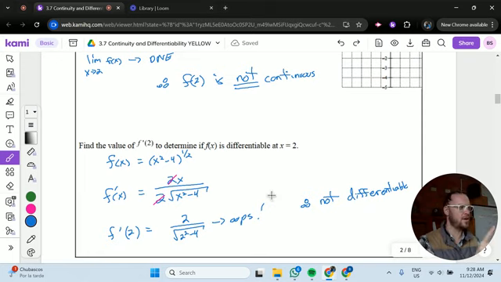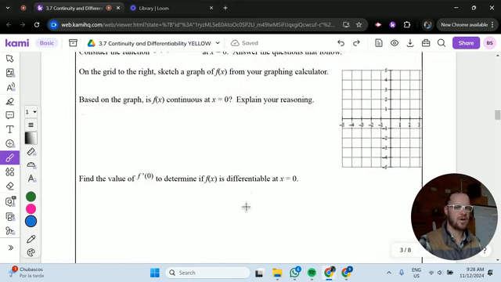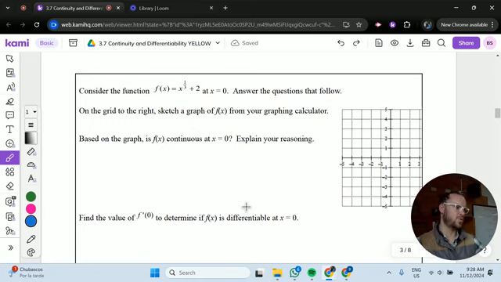No, because not all continuous graphs are differentiable. We'll get there. Watch. Are you ready for it? This is one of them.